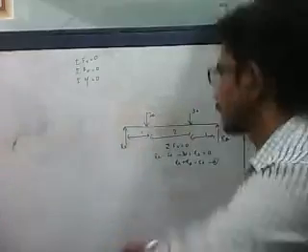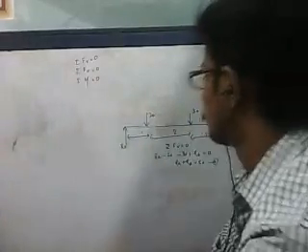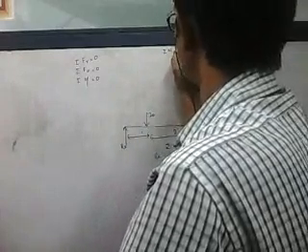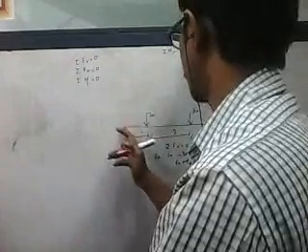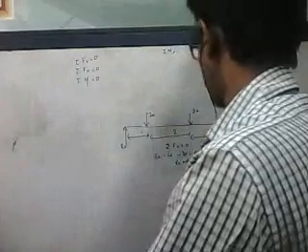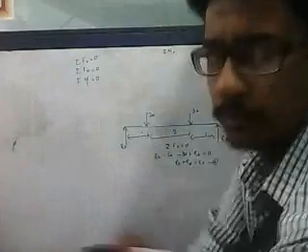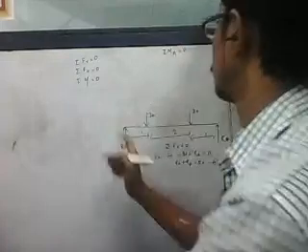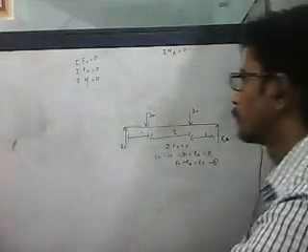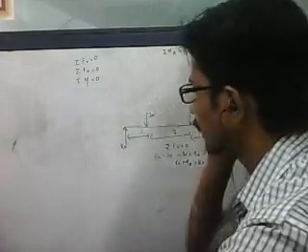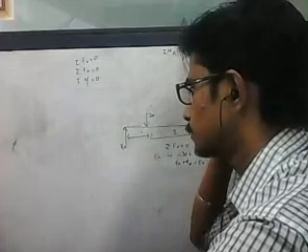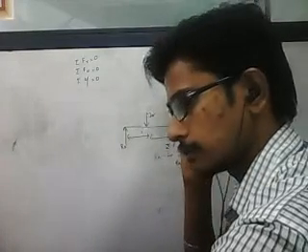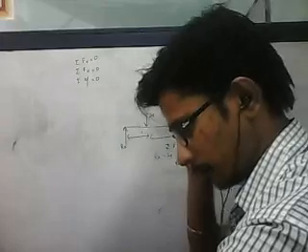Right now we are taking moment. Summation M equal to 0. We can take moment at any point, maybe here, or here, or here. But we are taking the moment at the starting initial point, that is point A. We are taking moment at A.